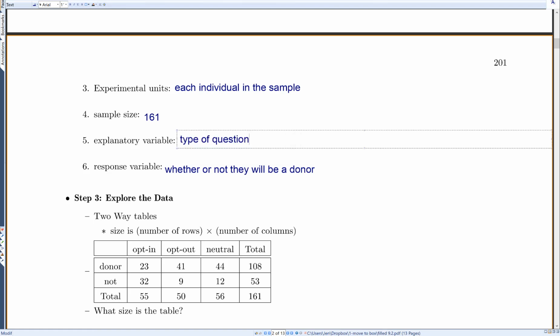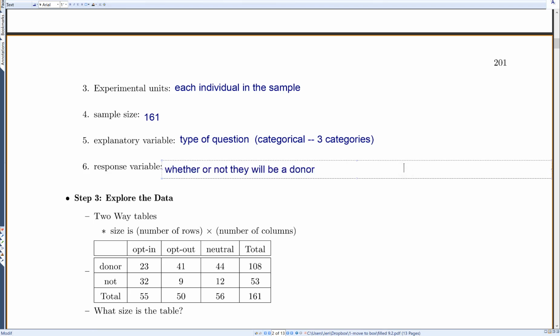Now, once we have each variable, let's classify it. So explanatory variable, the type of question, there were 3 options: opt-in, opt-out, and neutral. So it is categorical with 3 categories or 3 groups. Okay. Whether or not they will be a donor, well, that's also categorical. And it's what we can call binary because there's only 2 categories.